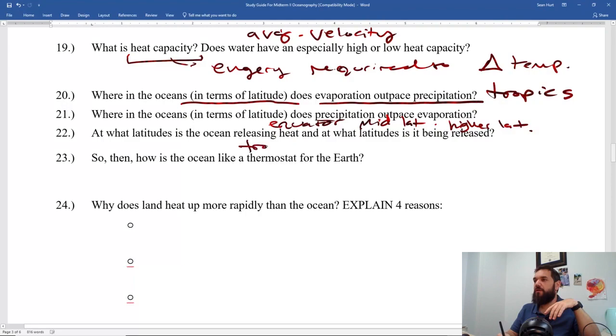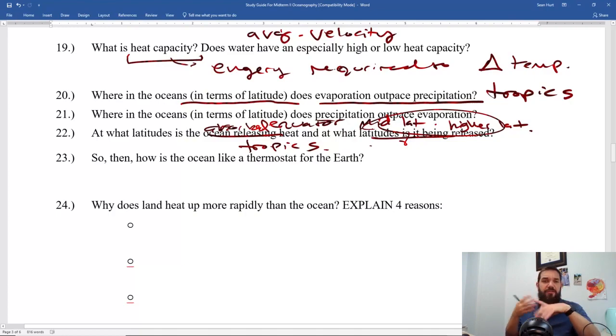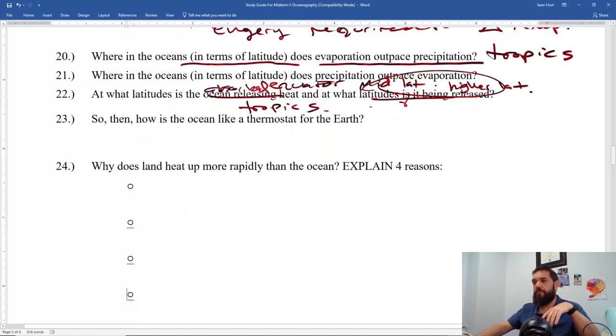So in the tropics, it's being absorbed. I said released twice, didn't I? Absorbed. And then in the mid-latitudes and higher latitudes, it's being released, okay? So then how is the ocean like a thermostat? I explained that, right? You're taking energy from the tropics where it's really hot, and you're transporting it to higher latitudes, whether mid-latitudes, high mid-latitudes, or polar latitudes, okay?